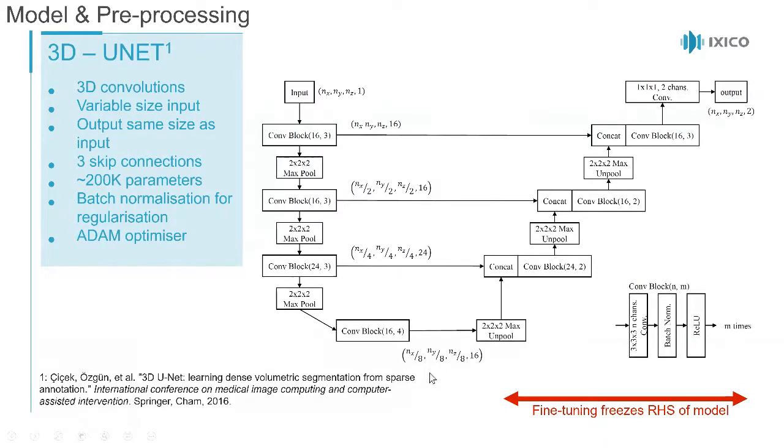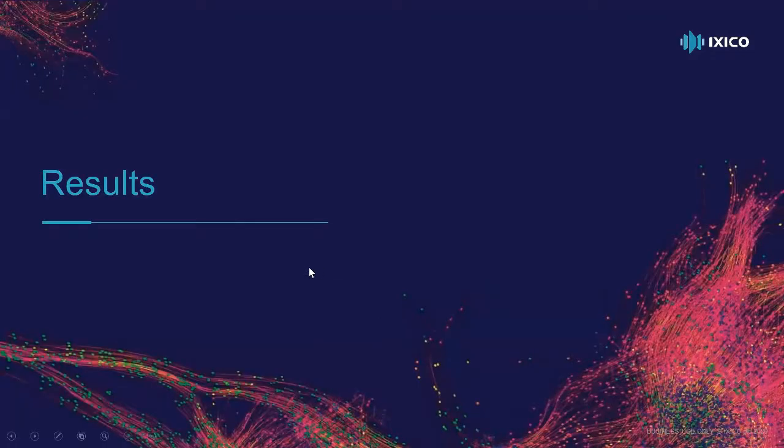For the fine-tuning process, this should say the fine-tuning freezes the left-hand side of the model, sorry. So during the fine-tuning, all of these parameters are fixed, and all of these parameters are freely allowed to vary when we fine-tune the model using the target problem data. So now we move on to the results.